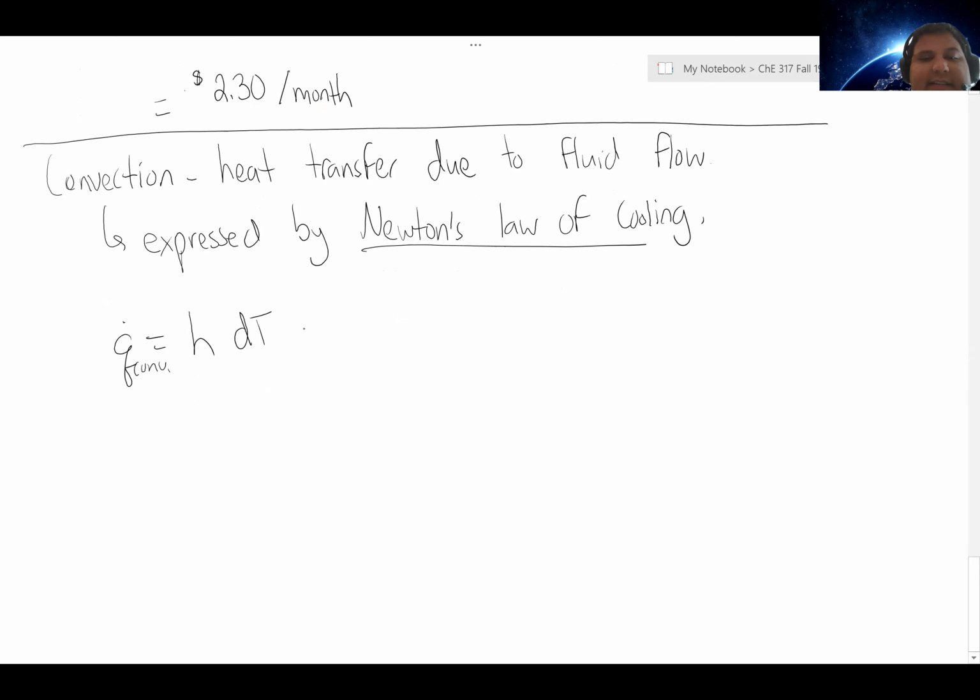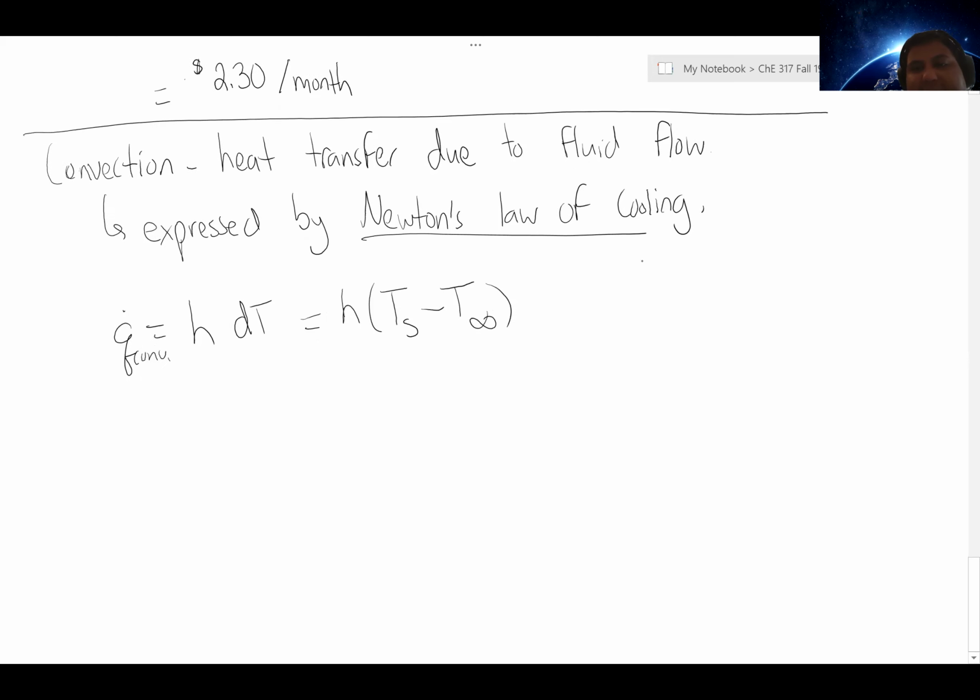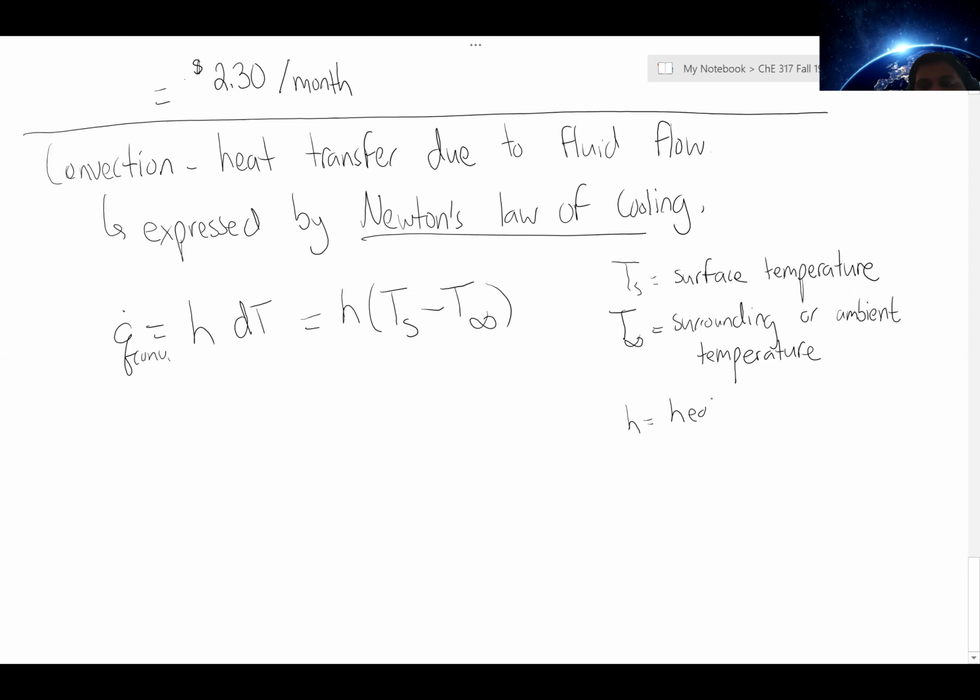And so if I express this in a more generalized form, I can say Q is equal to H times T sub S minus T infinity, where T sub S is my surface temperature, T sub infinity is my surrounding or ambient temperature, and my H is known as my heat transfer coefficient.